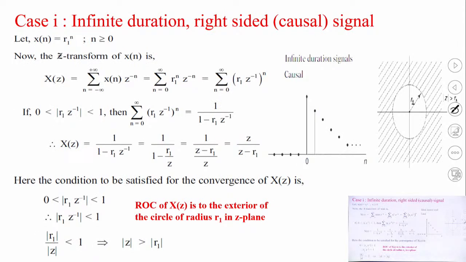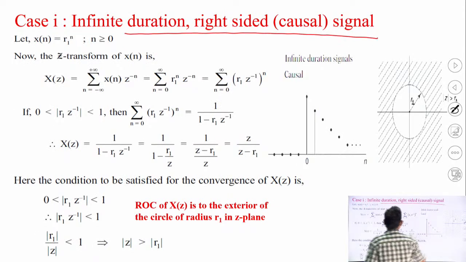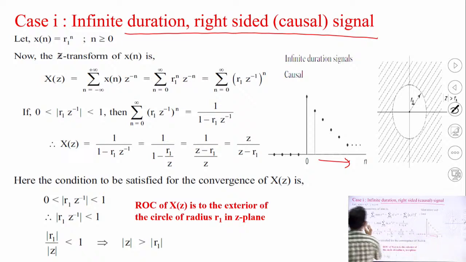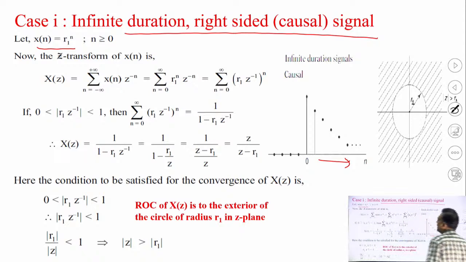So let us start with case 1, the infinite duration right sided or causal signal. In this case the signal is causal, existing only for positive values of n. Let us suppose we take x[n] as r1 to the power n, where n is greater than or equal to 0. Now we will apply the Z transform over this signal x[n].